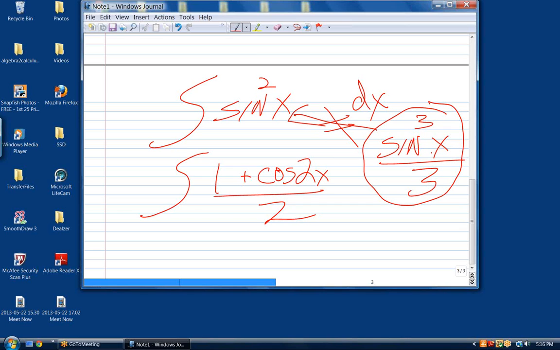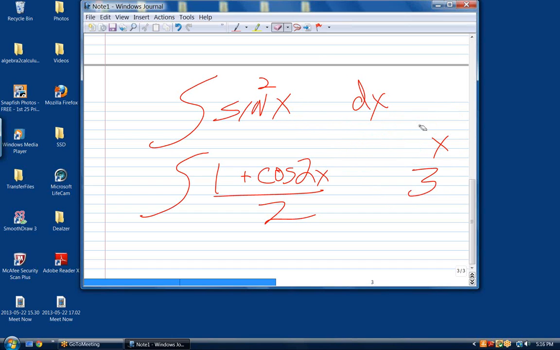Because in order to take the derivative of this, you have to take the derivative of the outside, which is sine squared x, but then you have to multiply it by the derivative of the inside, which is cosine x. So that's why it's not easy to find an antiderivative for sine squared of x. So we convert it to cosine of 2x.